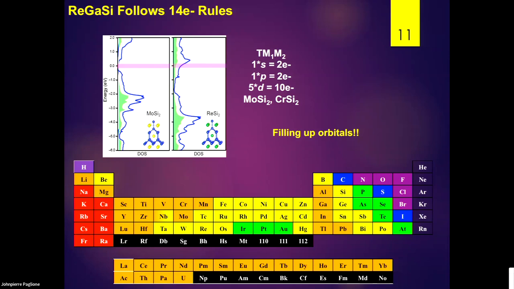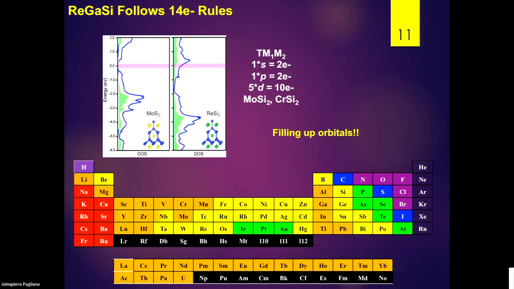So this is the new compound, rhenium gallium silicide. My idea is very simple. If molybdenum is here and rhenium is here, then how about this one? I cannot work on Tc, it's radioactive. So I say, okay, rhenium is here, I have 1 more electron than molybdenum. And then silicon is here. If I reduce 1 electron, go to gallium. Can I make the same structure? Also a semiconductor.